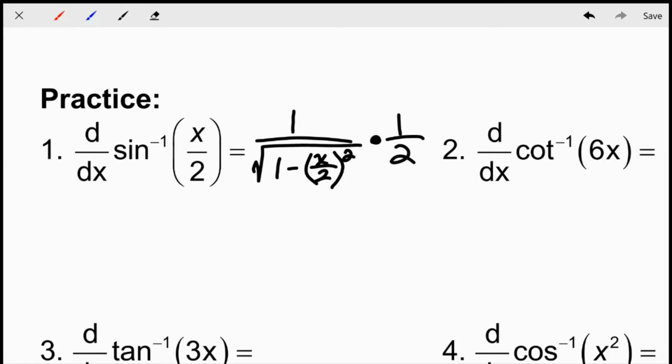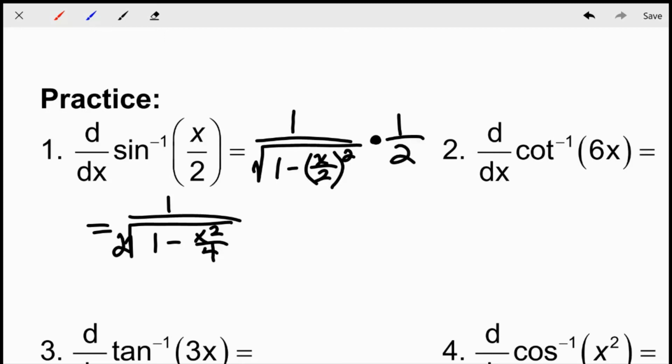Now, that's the derivative. At this point, I'm going to do some algebra to simplify. So I'm going to rewrite this as 1 over 2 times the square root of 1 minus x squared over 4. Now, that is the derivative, but that's really not in a nice simplified form because right now I've got an improper fraction. So typically we're going to want to simplify a little bit more than this.